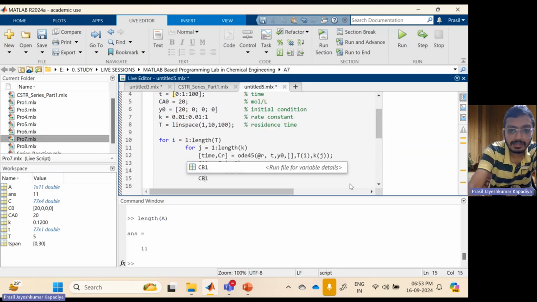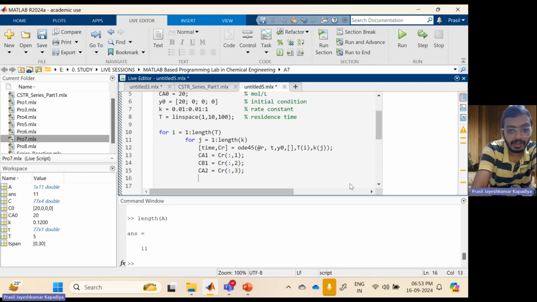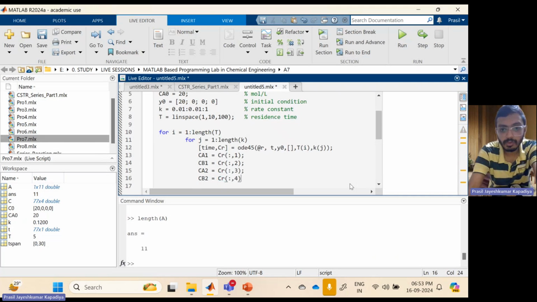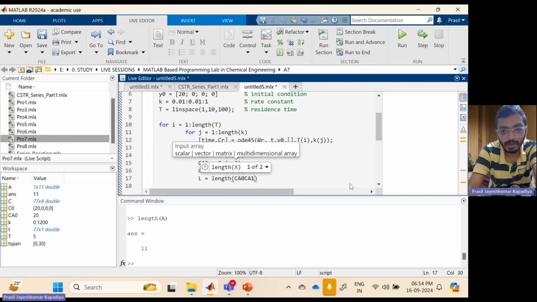Then CA2 is equal to CR, all rows and third column. And CB2 will be equal to CR, all rows and fourth column. Correct? Because all these CA1, CB1, CA2, CB2 will have the same length, I will just create one variable L that is equal to length of CA1.